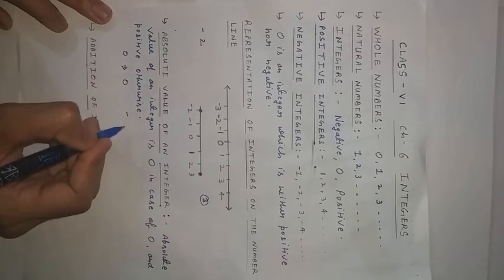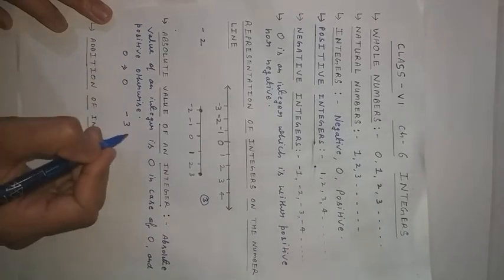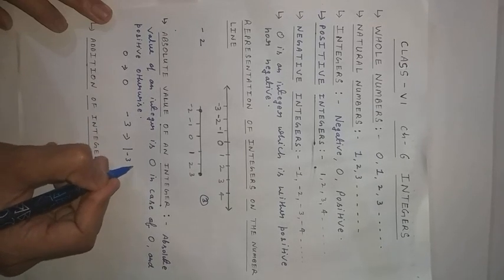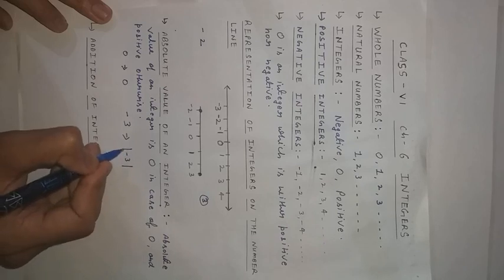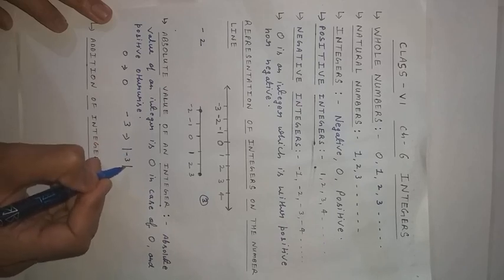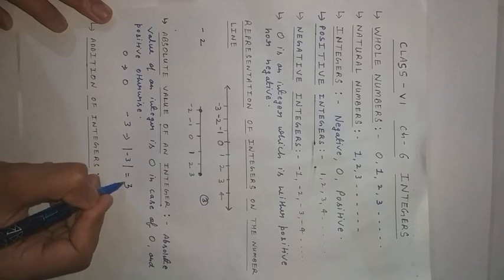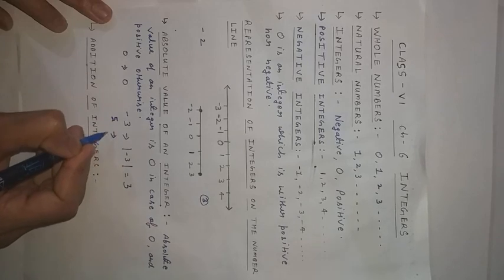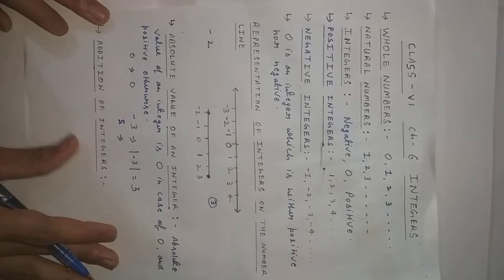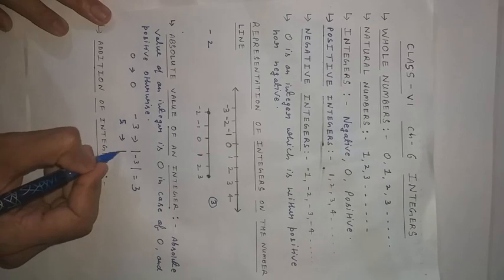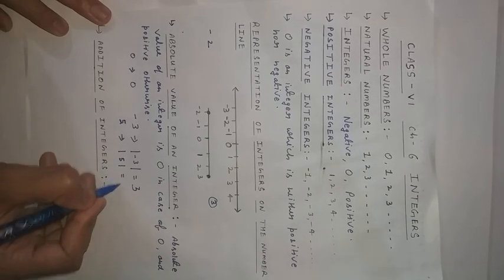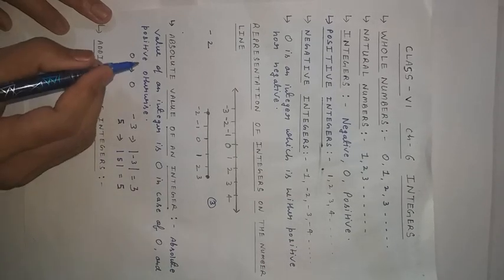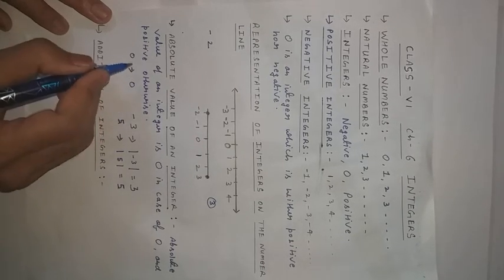Means if -3 is given, let us assume -3 is given, so what is the absolute value of this, students? You will write this. This is the sign of absolute value, one bar on the left-hand side and one on the right-hand side, and this will give +3. Clear, students? If 5 is given, let us assume 5 is given, how will you write it? You will write 5 the same, because you know that according to the definition, the result is always positive.